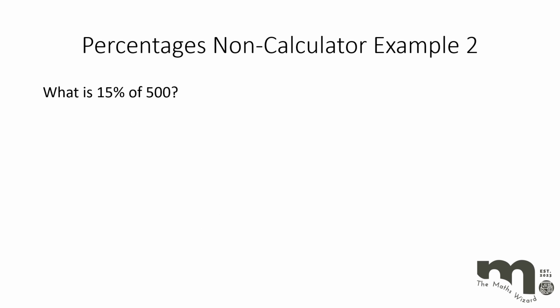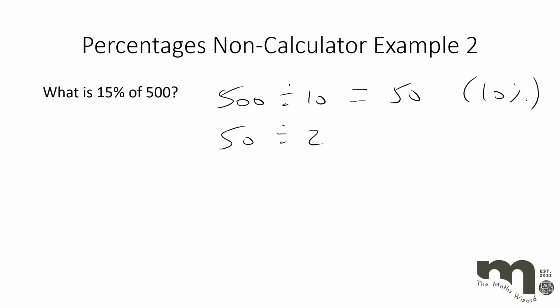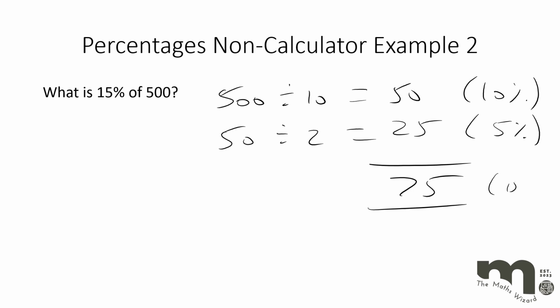Okay, next one. Now we've got 15% here. So we're going to break this down for this one. So if we do 500 divided by 10 to give us 50, that's 10%. Now if we half 50 to get 25, that gives us that extra 5%. Remember that 5 goes into 10 twice. Then if we add both of those together, that will give us our 15% down here. So you can break some percentages down like this. For example, you can do 25% like this. You could do 10%, 10%, 5% if you wanted to as well for this.